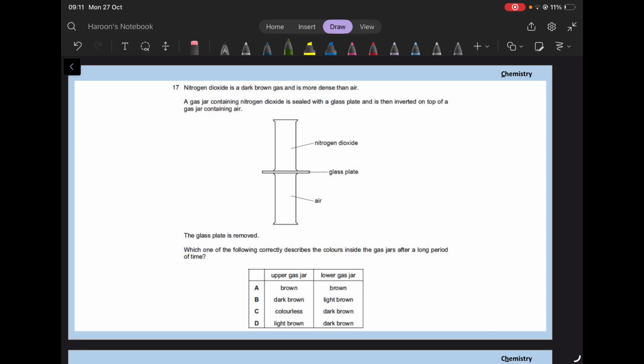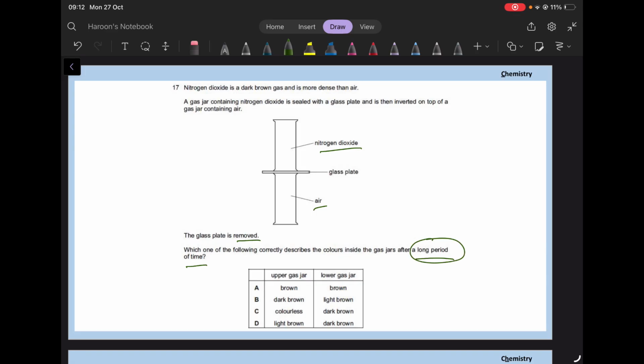Next, we have these two jars, nitrogen dioxide over here, air down here. The glass plate is then removed. Which of the following correctly describes the colors inside the gas jars after a long period of time? So we are giving it enough time for all of it to evenly spread out. Just like our example when we were doing the concepts for potassium manganate in a liquid state, after 4 hours, the color was evenly spread out. So if you give it enough time, the color would be uniform throughout it.